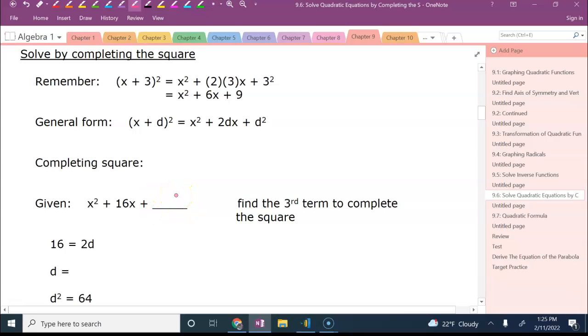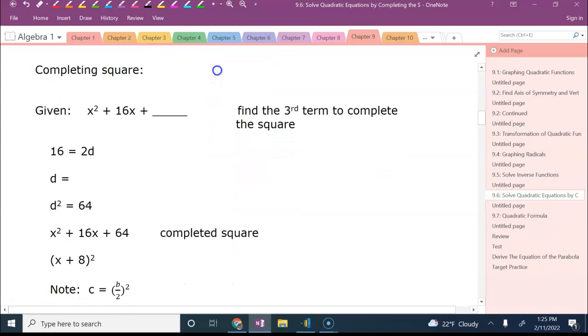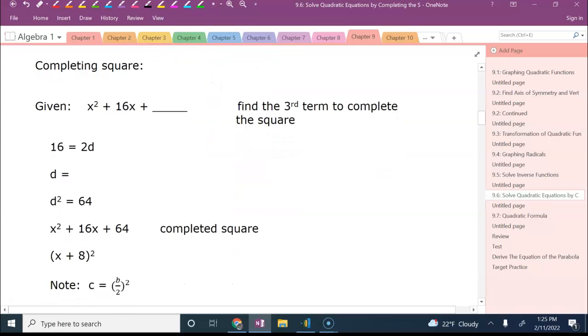So to do that, we're going to take the middle term, so that's 16, and we're going to set it equal to 2d, because that's going to be taking half of the middle term. Because what I want to find out is what is that last term that I have to square times itself. So we divide by 2 here. 16 divided by 2 is an 8. And then you square 8 to get your 64. And so 64 is what would come up here into the blank.